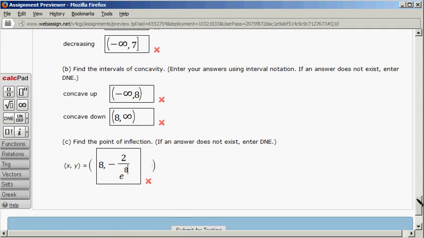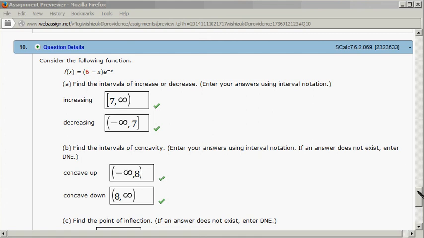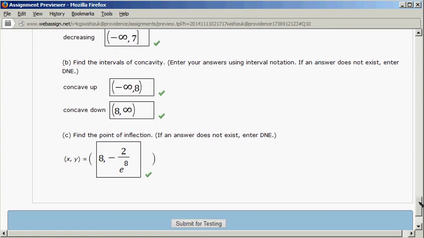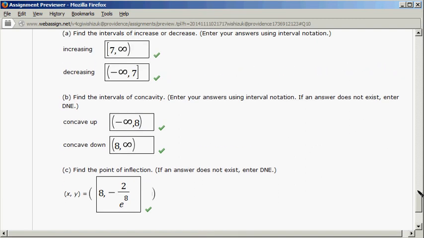So let's submit for testing. All right, it came back. We have part A correct, part B correct, and part C correct. That's it. I hope that this was clear.